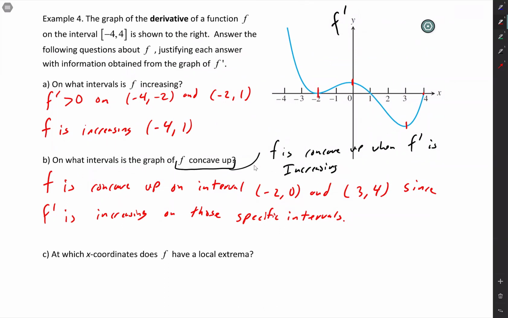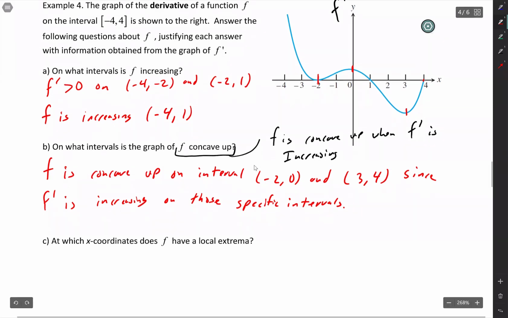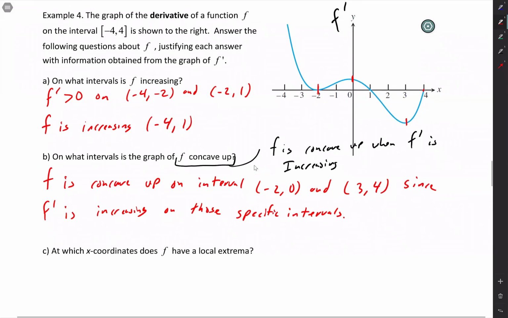Where do I have local max or mins? At -2, is -2 a max or a min or neither? F prime is 0, but is there a sign change on f prime? So at -2, it's neither. So you don't have a max or a min.